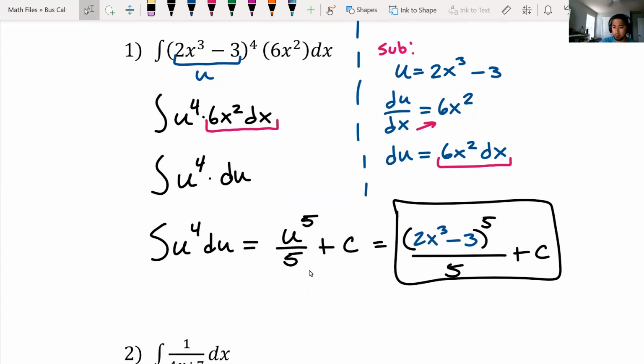So what do we do with the 6x squared and the dx? Is that part of the sub? That's part of the substitution. Our job is to make a substitution to replace certain parts in the integral to create an easier integral. So 6x squared dx became du, and that's all we needed it to do. We don't do anything else with it.